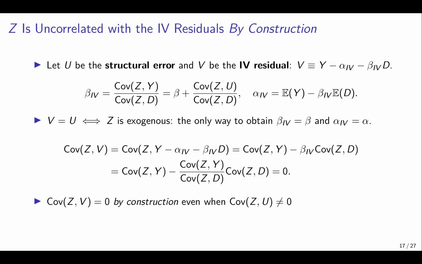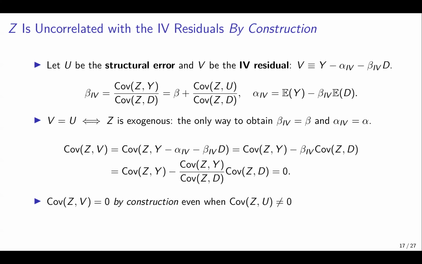In other words, the way that we do IV is precisely by asking what coefficient values will make the IV residuals uncorrelated with z, because the moment condition that we're using to learn those coefficients is precisely that the expectation of z times u is 0. So let's think about it this way. Let's define u to be the structural error, so that's the error term in the causal model for y. Now let's define v to be the IV residual. So we're going to allow for the possibility that u and v are not the same thing. So v will be y minus the IV intercept minus the IV slope multiplied by d.